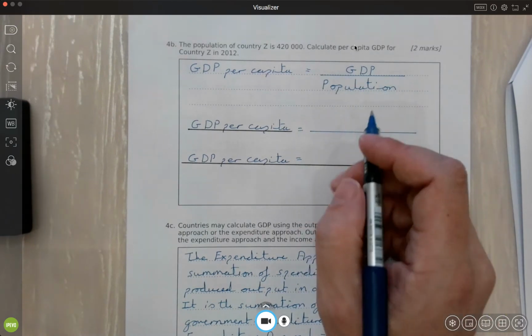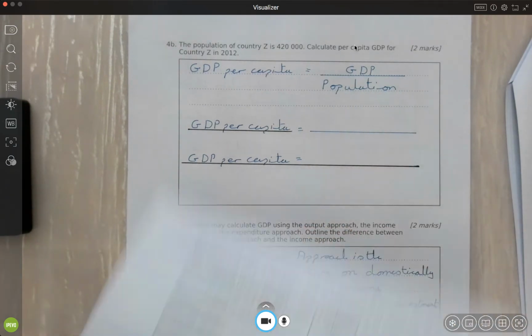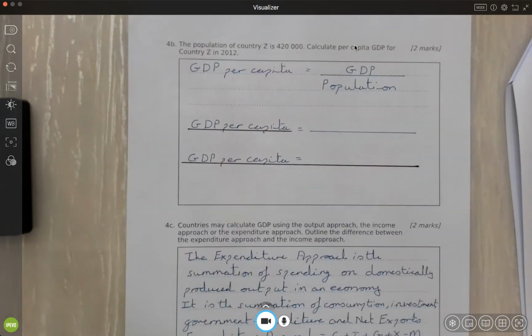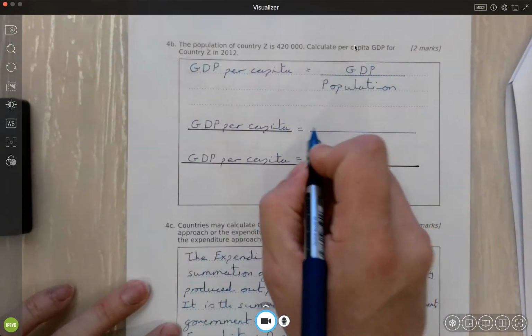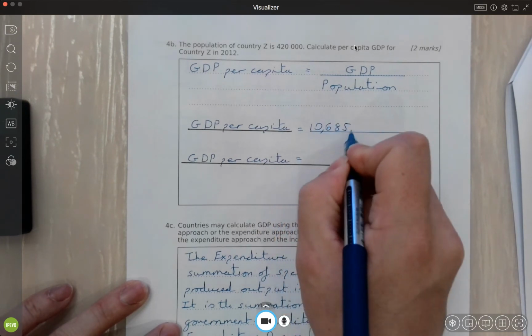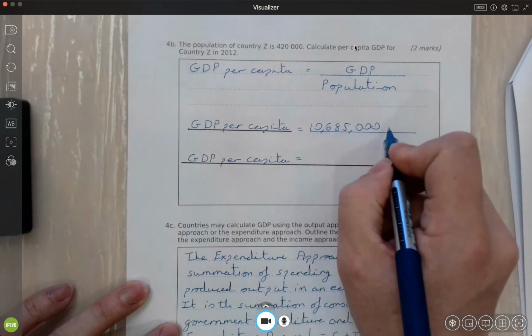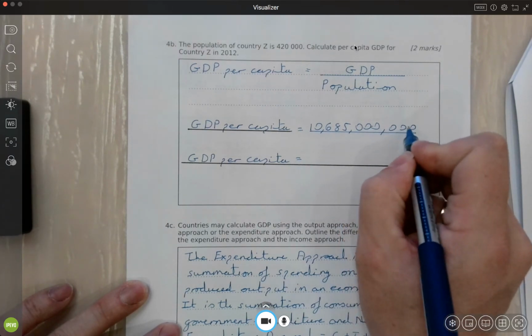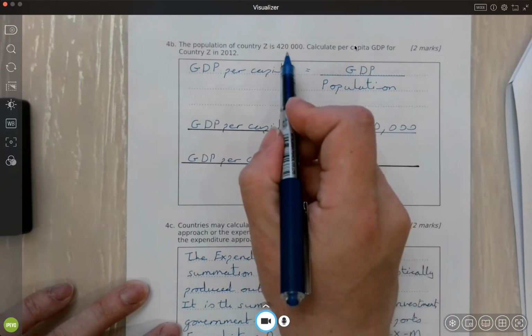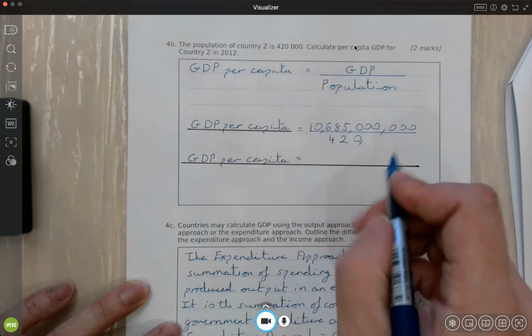Now, if you'll forgive me, what's the GDP? Well, it's 10,685 million. So what I'm going to do is write down 10,685, and I'm just going to put in the 6 zeros after that, just to make it easy and obvious. And then divided by the population, which we're already told in the question, is 420,000.